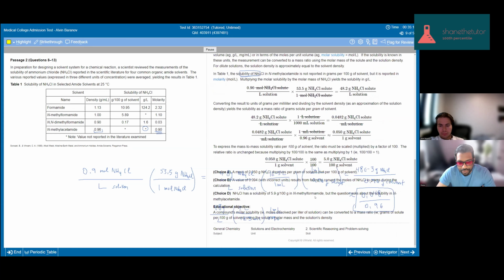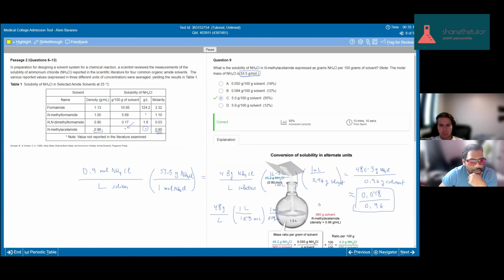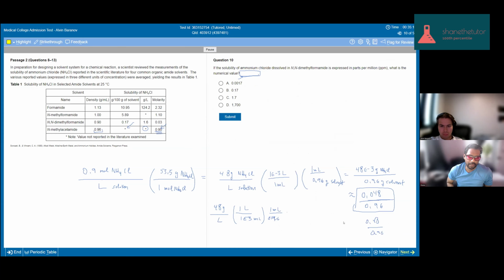But the main thing here is that we're being asked to find this thing here, and we are given the molar mass of it. So we're going to use the molarity value and the molar mass to figure out the mass of solute. And then we use the density of the solvent to figure out the mass of the solvent. And then it's just the mass of the solute divided by the mass of the solvent. So if you multiply by 10 over 10, you'll get 0.48 over 0.96. And that's going to be closest to the five thing.